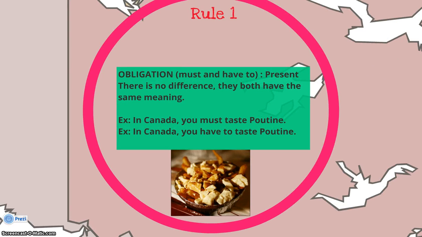Rule number one. For obligation, we will use must and have to. In the present, there is no difference. They both have the same meaning. For example, in Canada, you must taste the poutine. Or in Canada, you have to taste poutine. So you can understand that they both mean the same thing: it's an obligation for you to taste poutine in Canada.